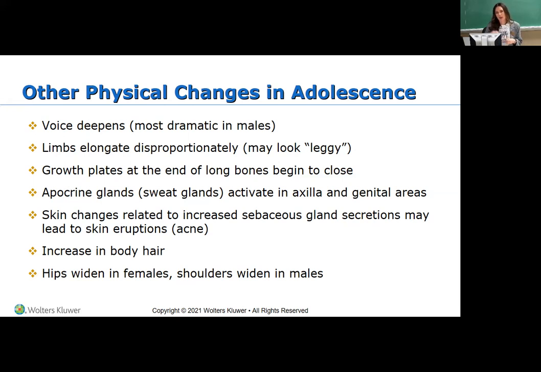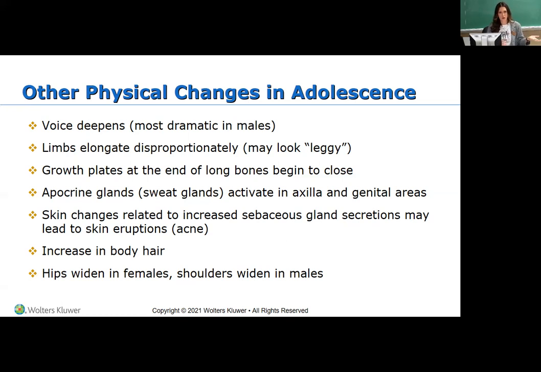So we have increased sebaceous gland secretions within the pores of our face, and a lot of acne forms at this time. They're still learning how to properly care for their face and their skin. So it's super important to make sure that you're educating your patients at this age on how to care for their skin and what they need to do for their skin types.